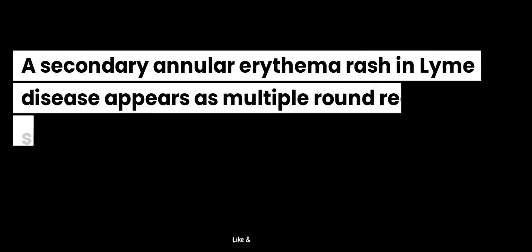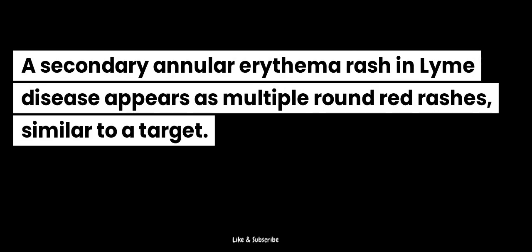20. How is a secondary annular erythema rash characterized? A secondary annular erythema rash in Lyme disease appears as multiple round red rashes, similar to a target. These rashes may develop weeks or months after the initial infection.